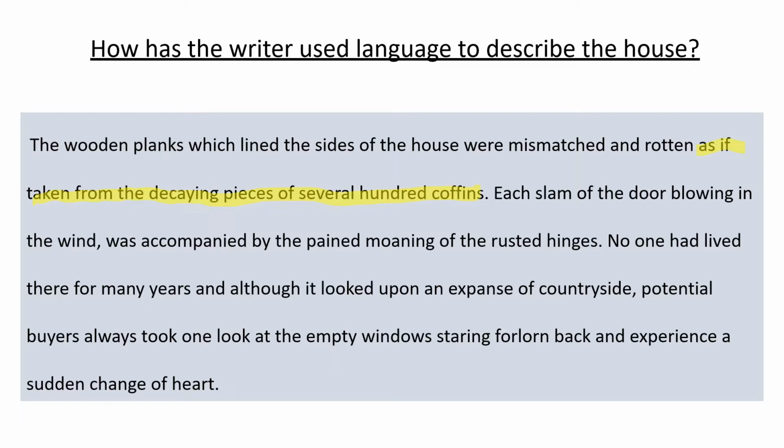Each slam of the door, blowing in the wind, was accompanied by the pained moaning of the rusted hinges. So this question is all about describing and what effects it has. I'd say the pained moaning of the rusted hinges might be interesting as well. No one had lived there for many years, and although it looked upon an expanse of countryside, potential buyers always took one look at the empty windows, staring forlorn back, and experienced a sudden change of heart. So personally, I would choose one of those two quotes for my language analysis.